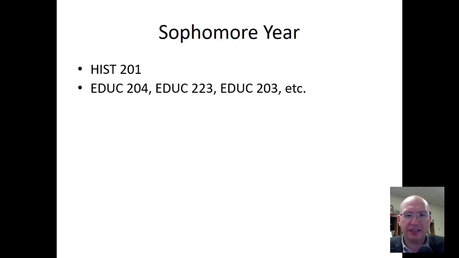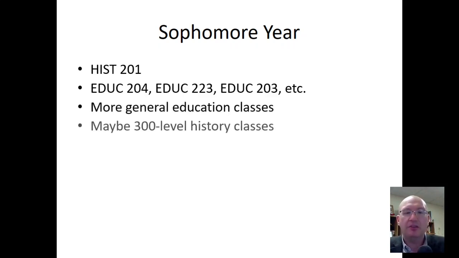You'll start also taking 200 level education classes like Education 204, which is technology in the classroom, Education 223, which is pedagogy, Education 203, which is very important. I'll talk more about that momentarily. You'll also keep taking general education classes. The spring of your sophomore year, you might take some 300 level history classes. Those are the bread and butter of the history major. They're fun, I think. That's when you do history of Japan. One professor teaches a class about the year 1968 because it's a very important year.